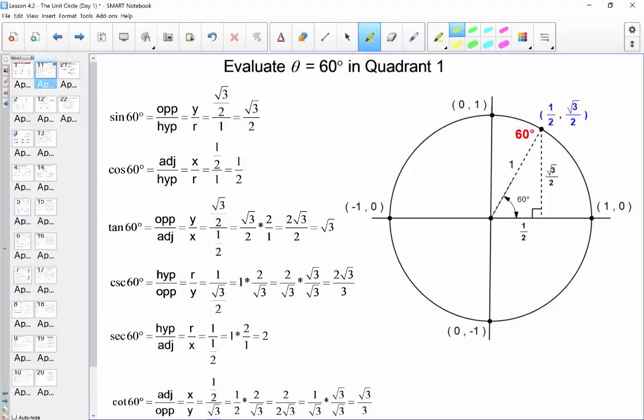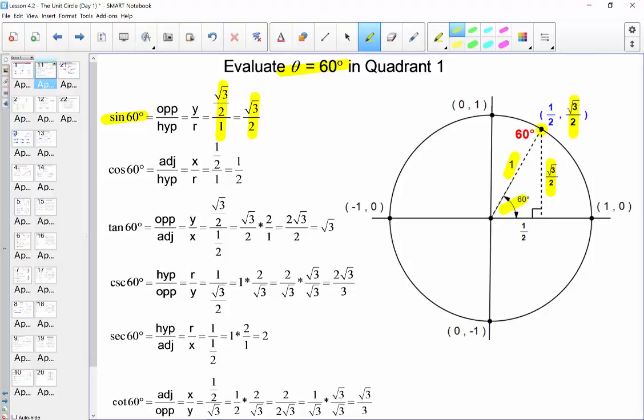And the last angle we're going to look at is 60 degrees, which is also from our 30, 60, 90 triangle. Again, theta equals 60 degrees. We're evaluating theta equals 60 degrees here. So the sine of theta, or sine of 60 degrees, equals the opposite side, square root of 3 over 2, over the hypotenuse 1, which equals square root of 3 over 2, which again is our y-coordinate where 60 degrees intersects the unit circle.